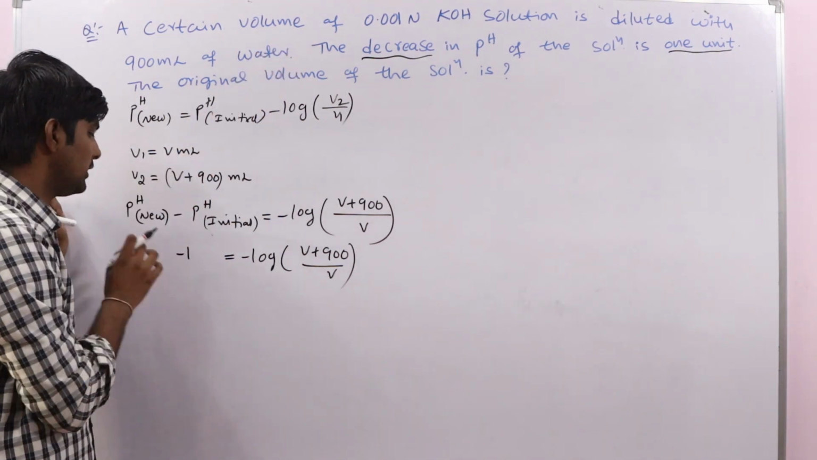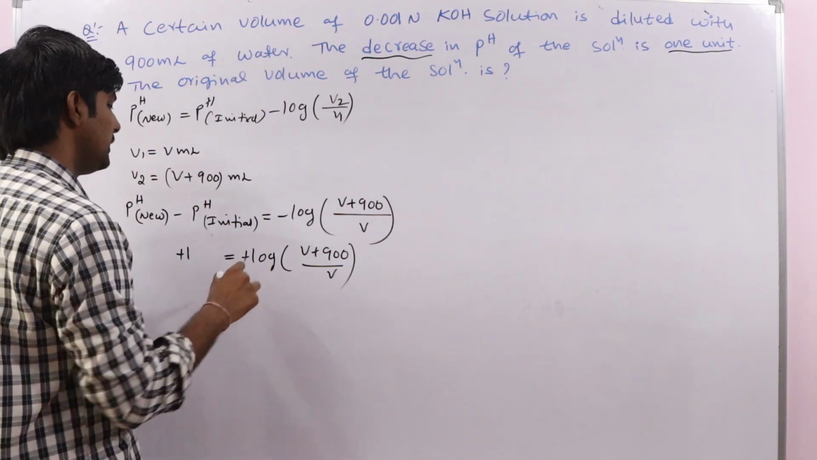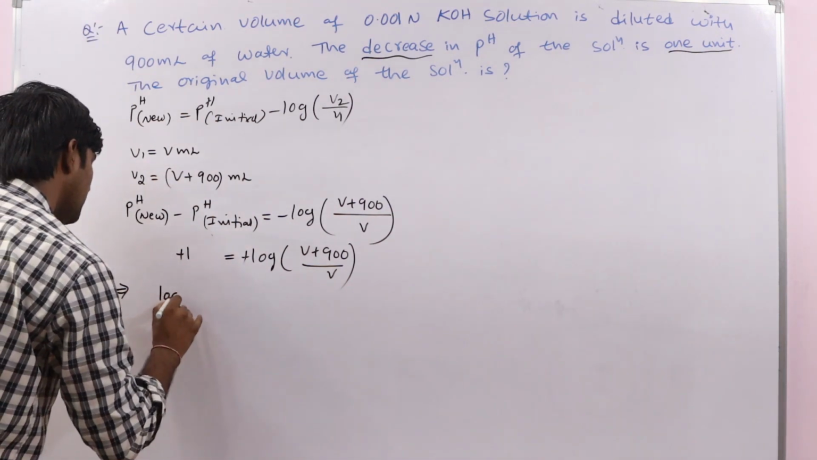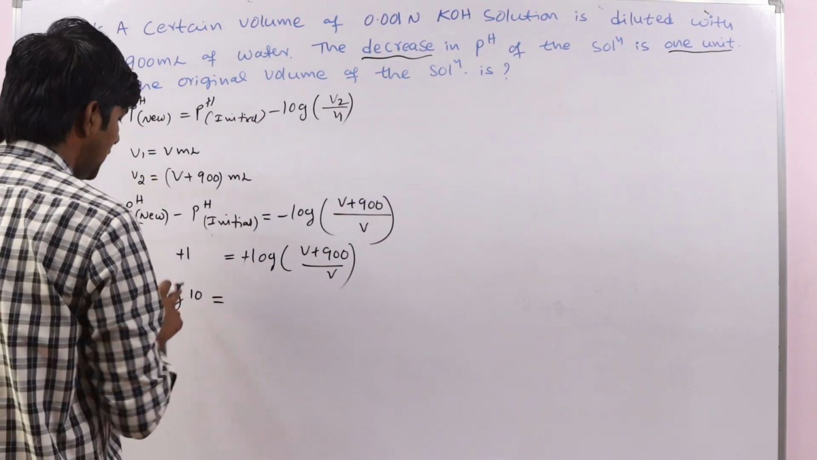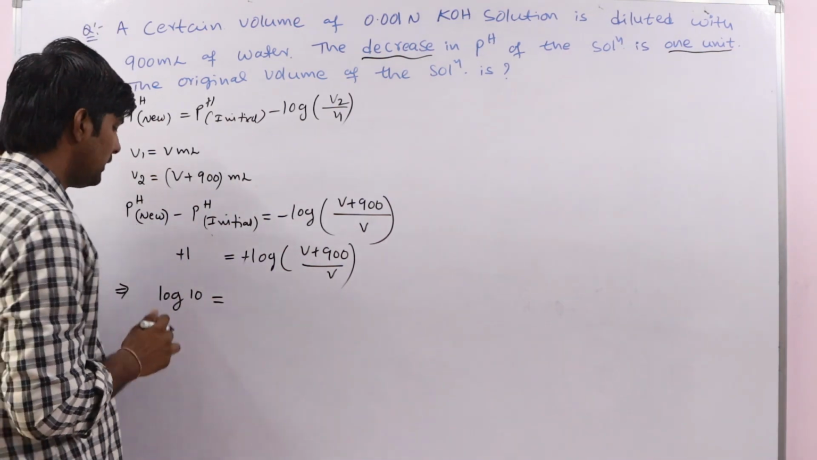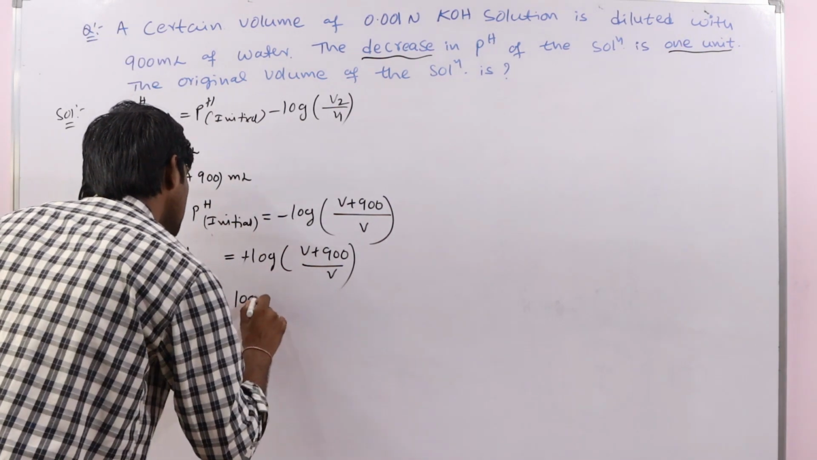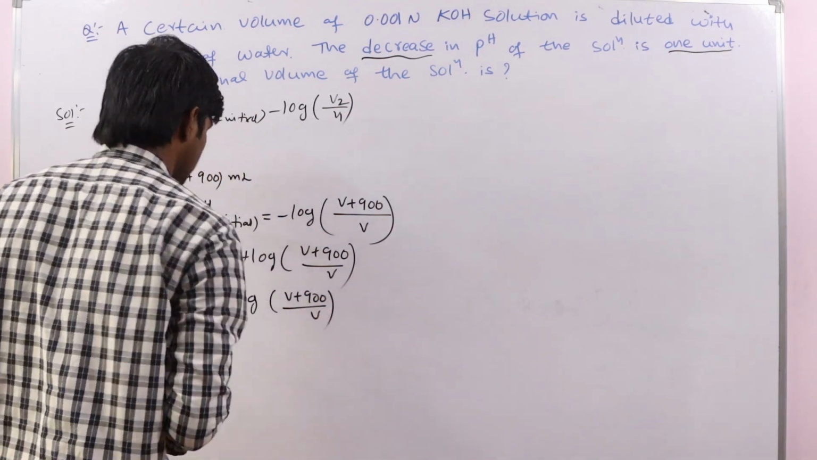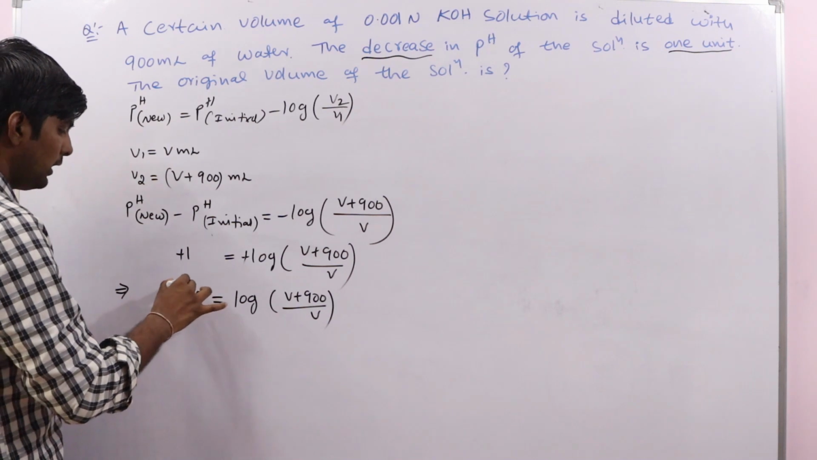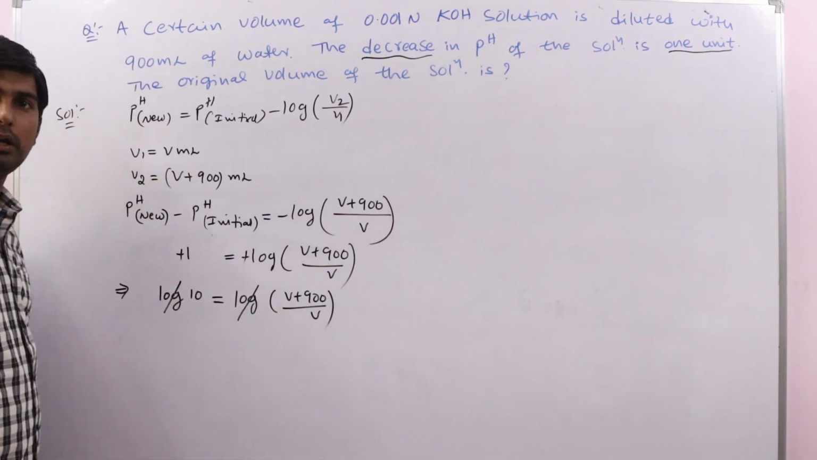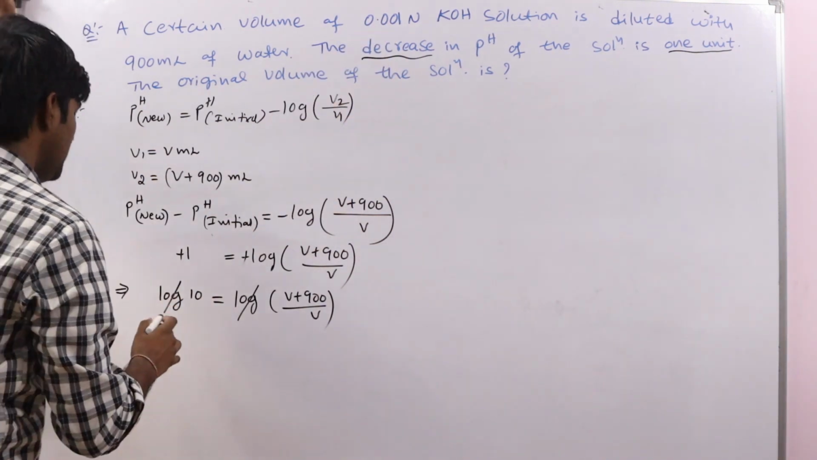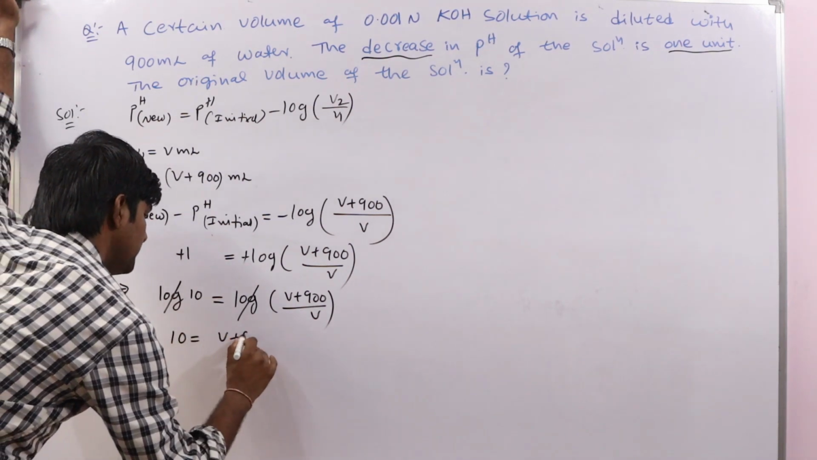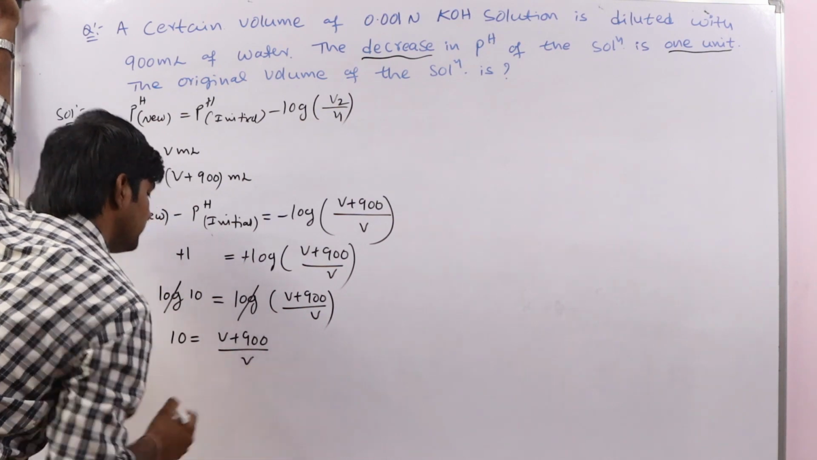Okay, so here pH decreases, so that's why minus 1. Minus minus will get cancelled. See, this 1 we can write as log 10. Yes or no? 1 is nothing but log 10, that is equal to log V plus 900 by V. Okay, so if you apply anti-logarithm, log will get cancelled. So finally here we have 10 equal to V plus 900 by V.